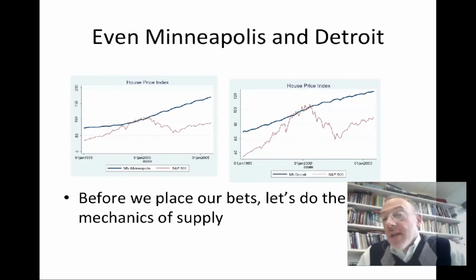Even in more sober places like Minneapolis and Detroit, there were pretty substantial appreciations in housing. Not as strong, not as pronounced as in some of those other cities. But before we place our bets, before we decide whether, hey, 2005, would this be a great time to buy? Let's do the mechanics of supply and see if the lessons of this module can't have helped us.